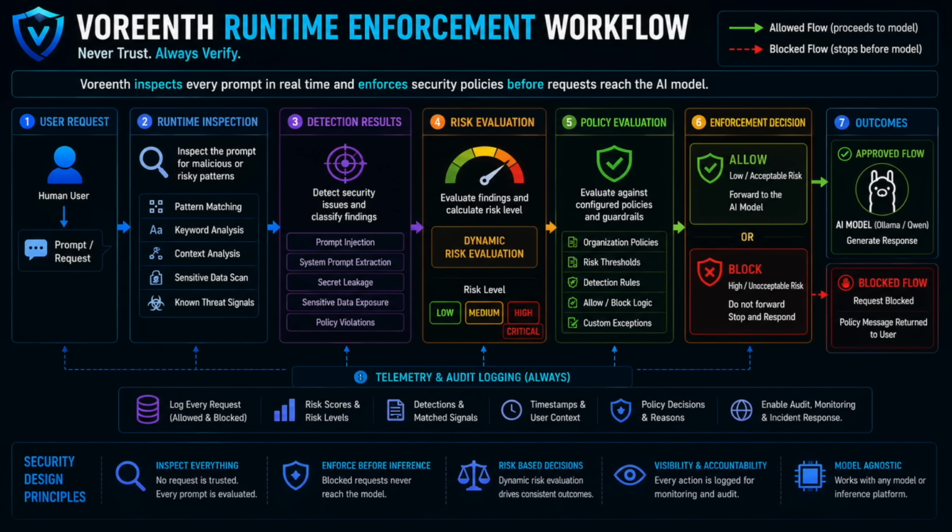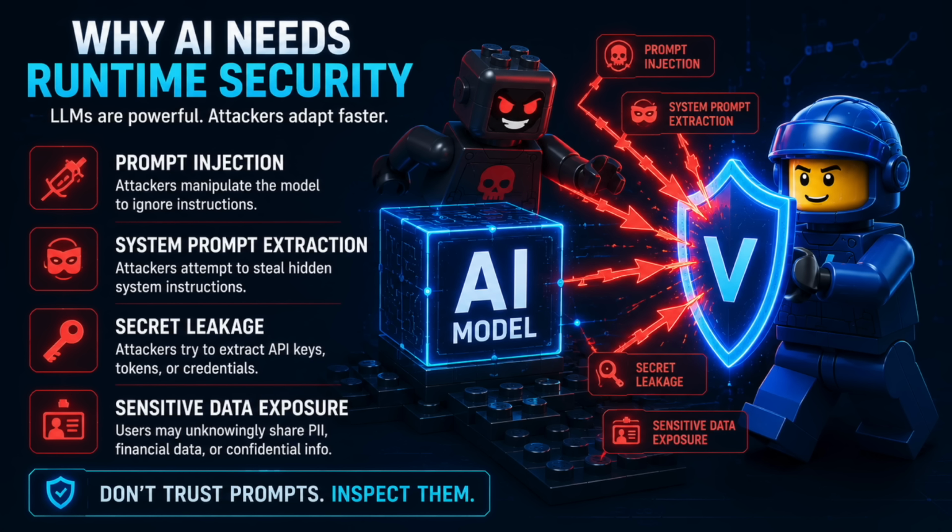Now, while most organizations have invested heavily in securing identities, applications, networks, as well as cloud environments, many others still send prompts directly to AI systems with little to no runtime inspection. Think about that for a moment. What happens when a user attempts to extract hidden system instructions? What happens when someone tries prompt injection? How about when sensitive information is accidentally exposed to a model? And perhaps most importantly, what happens when all of those occur at the same time?